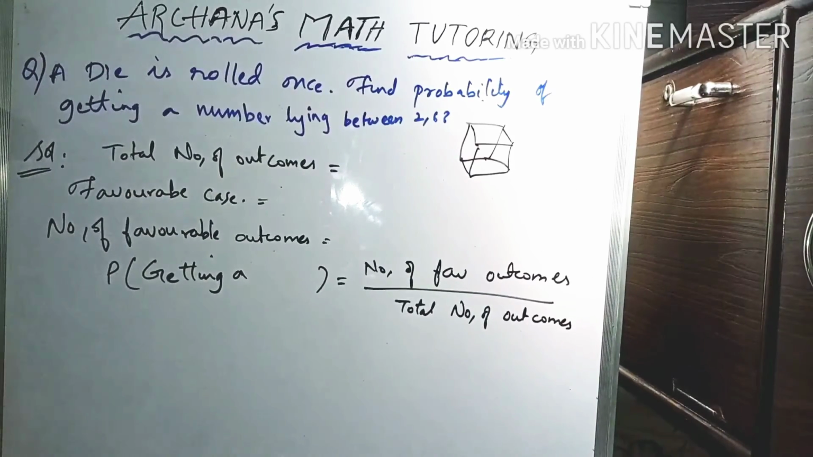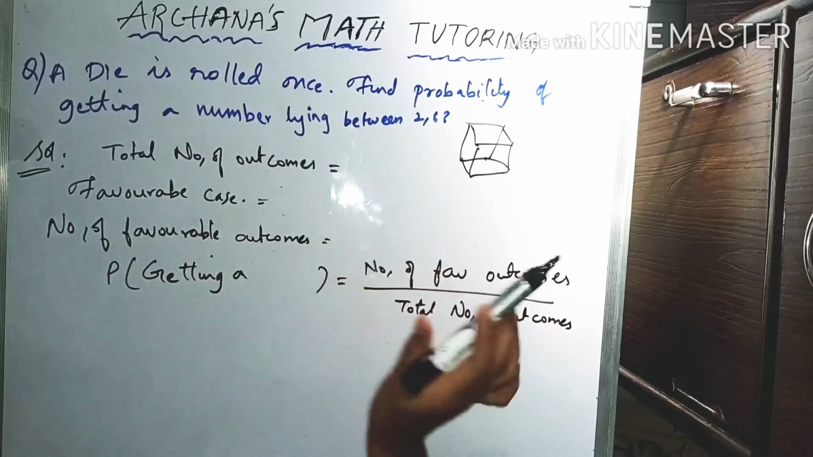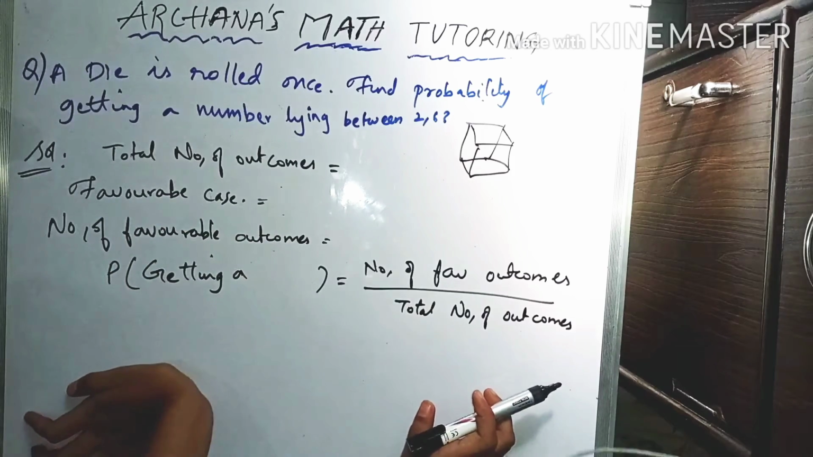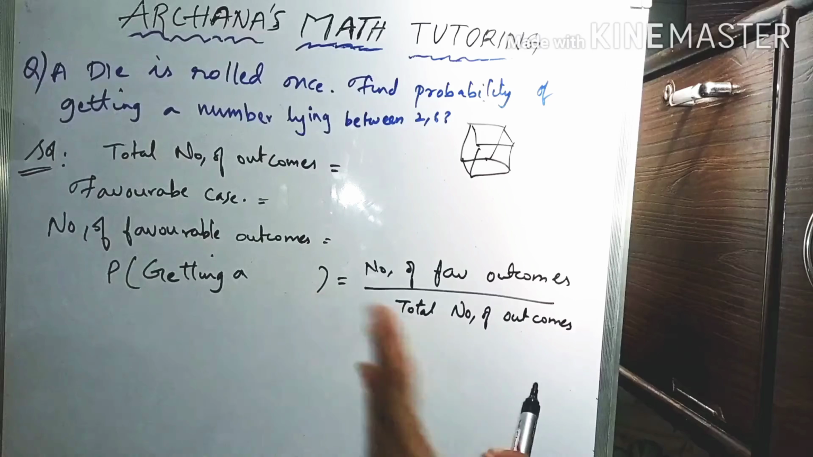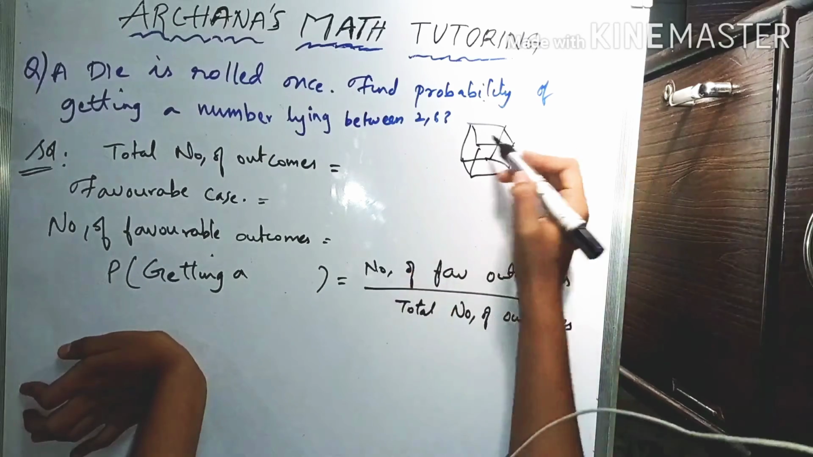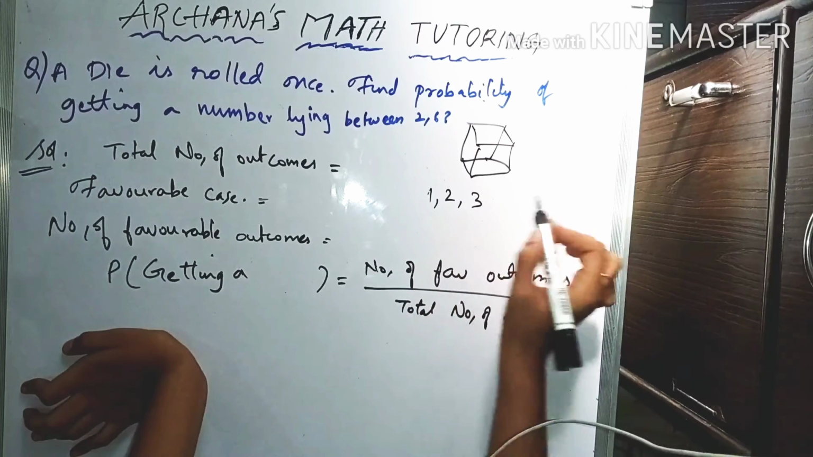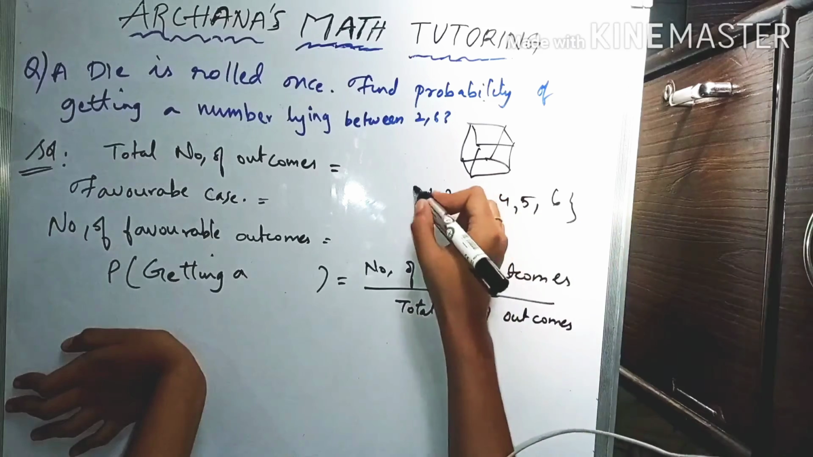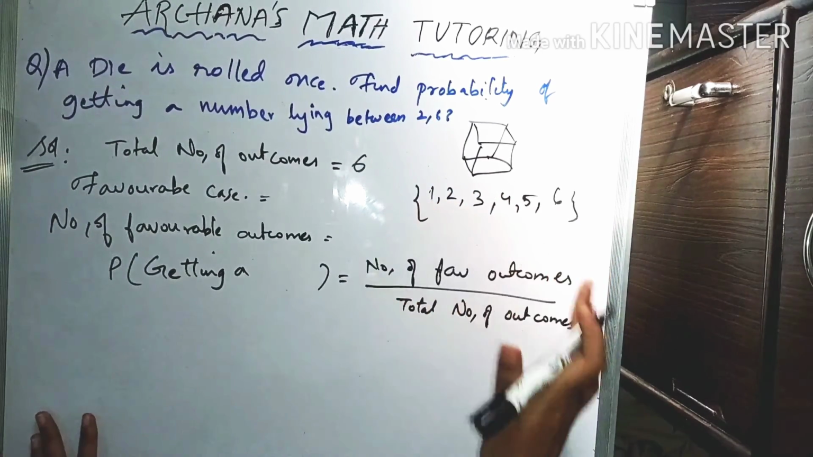Moving on to the next problem, friends. A die is rolled once, the probability of getting a number lying between 2 and 6. So this is some other model which is not like the previous one. Here you need to get values between a set of values given. So when a die is rolled, all the possible values are 1, 2, 3, 4, 5 and 6. So our total outcomes would be 6 because there are 6 values possible when we roll a die.